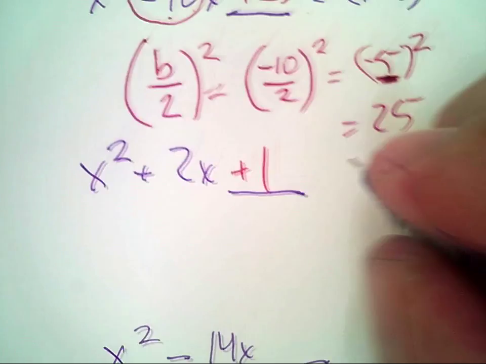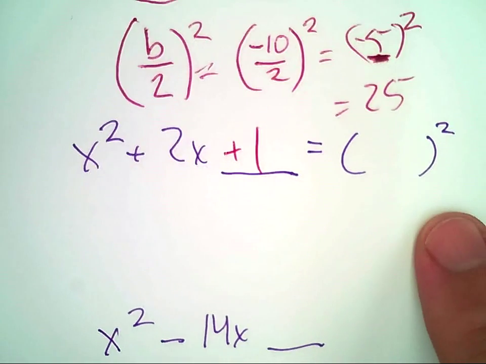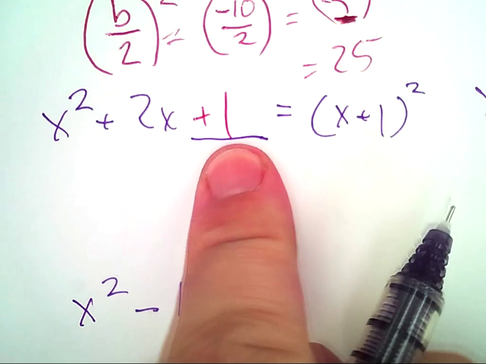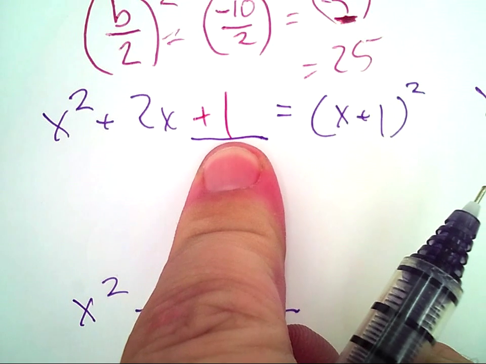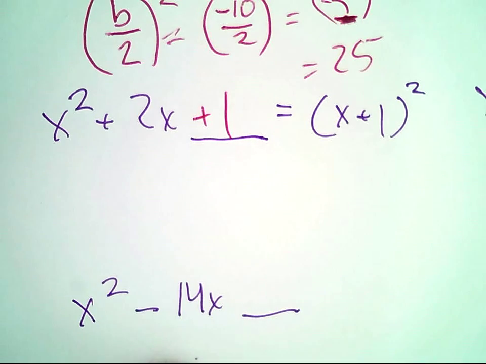Okay? Now, equals, and we have to put it in factored form. You said x plus 1. Is it because this was 1? No. It's because 2 divided by 2 was 1.